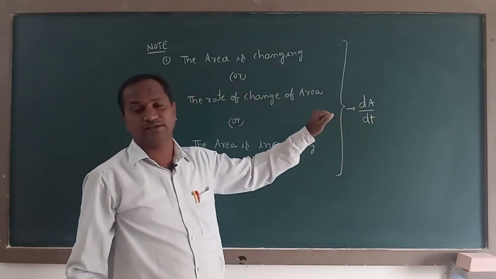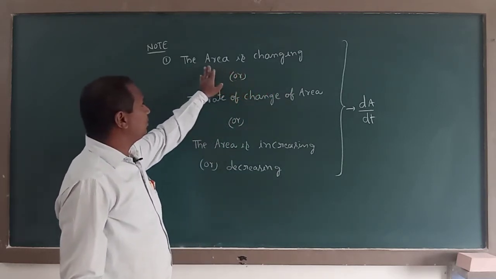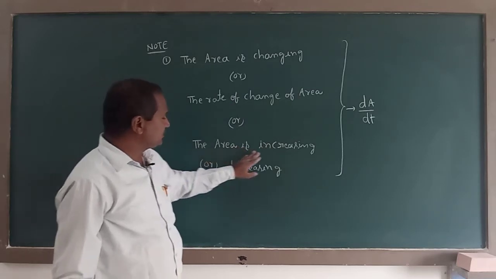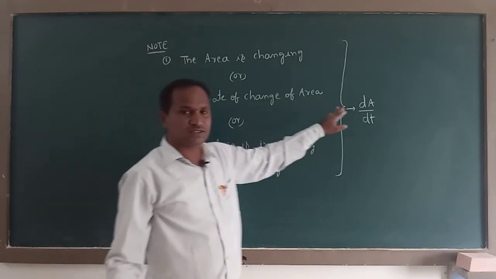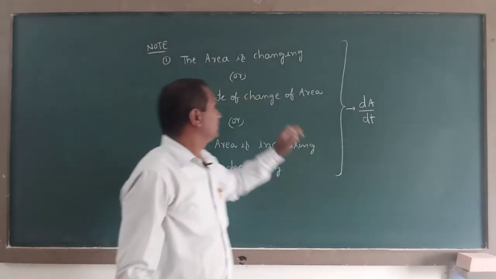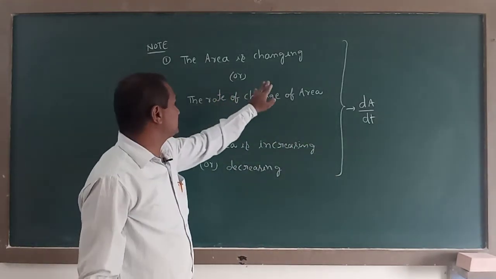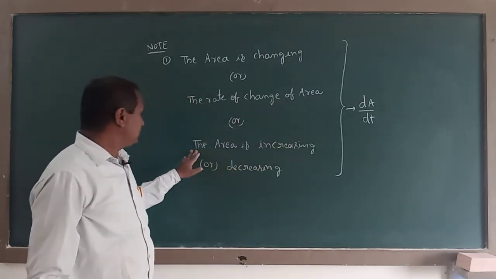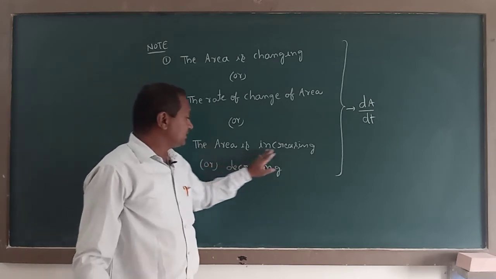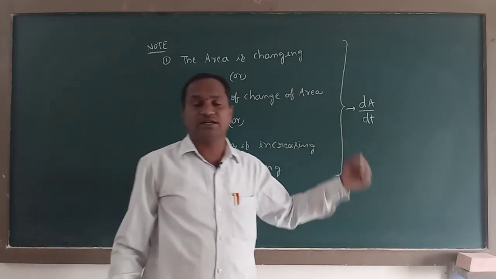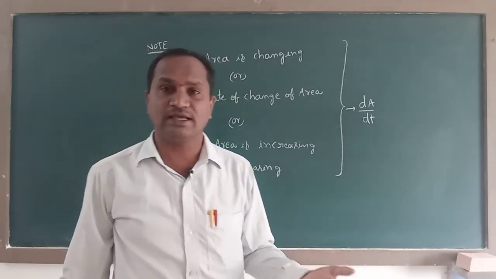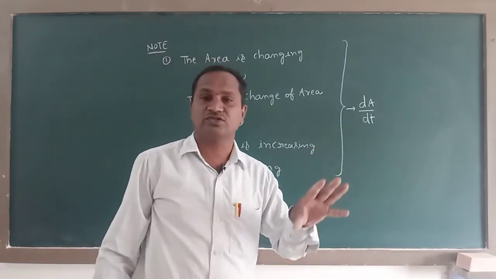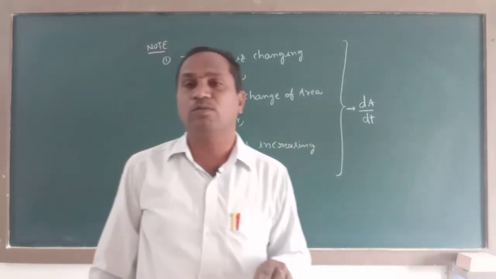Otherwise, if the volume is changing, the rate of change of volume, the volume is increasing or decreasing, in that case you must take dV by dt. If the radius of a circle is changing, the rate of change of radius, or the radius is increasing or decreasing, you can take dr by dt, or if x is the radius, you must take dx by dt. Those points we must apply to solve rate measure problems.